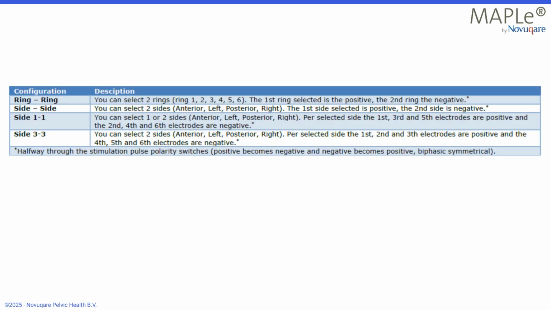Adjusting electrode configuration. The first configuration is ring-ring. You select 2 rings, chosen from ring 1, 2, 3, 4, 5, and 6. The first selected ring is positive and the second is negative.